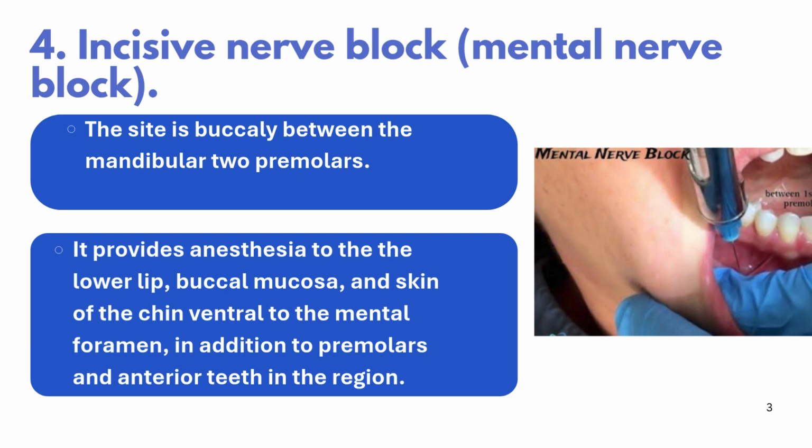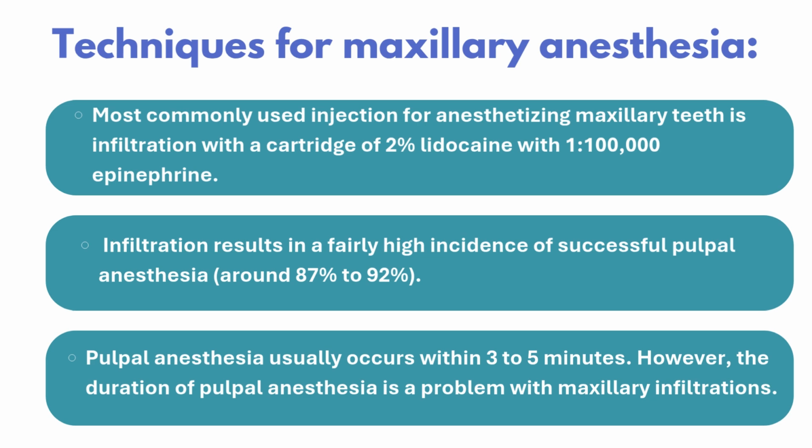Okay, and the fourth technique here is the incisive nerve or mental nerve block. The site of the injection is between the mandibular two premolars. This anesthesia would provide anesthesia to the lower lip, buccal mucosa, skin of the chin, ventral to the mental foramen, and in addition to the premolar and anterior teeth in the region.